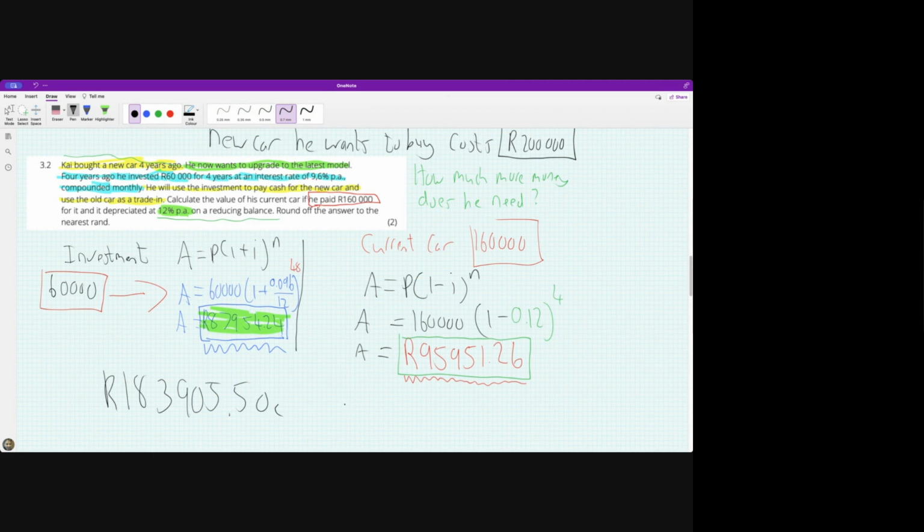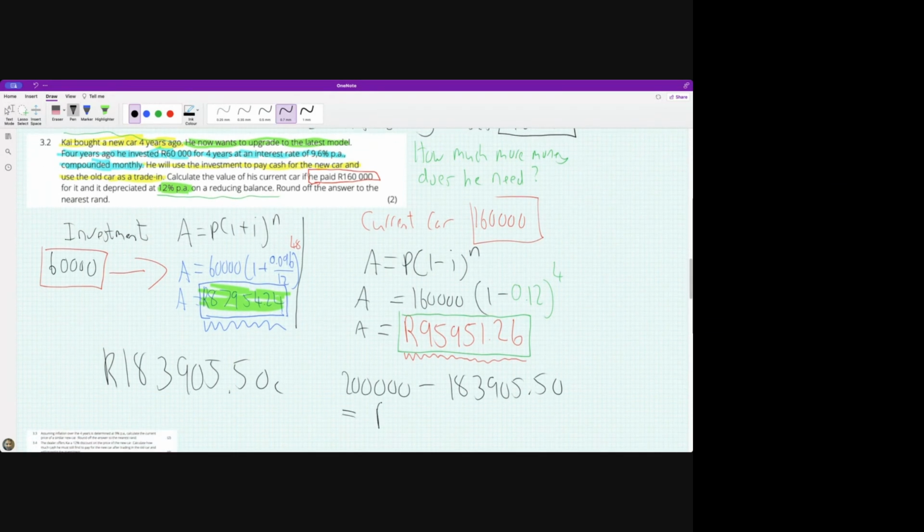So how much more do I need? I just need whatever 200,000 minus 183,905.50 is. So what's that going to be? Let's have a look. So it looks like I am 16,094.50 short. I need another 16,094 rand and 50 cents to get my new car.